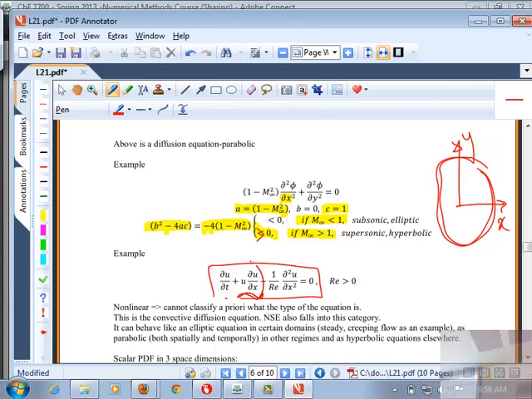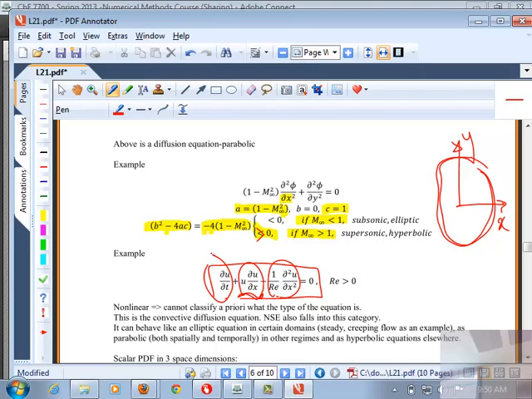In order to be able to do that, you need to figure out what the coefficients are. One of the coefficients is minus 1 over RE, it's a constant. But the other coefficient is U itself, the solution itself. But this is a first order term, so maybe you can still classify it. It will end up as a parabolic equation.